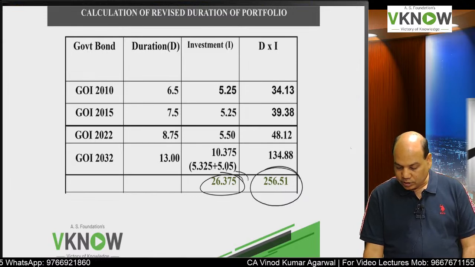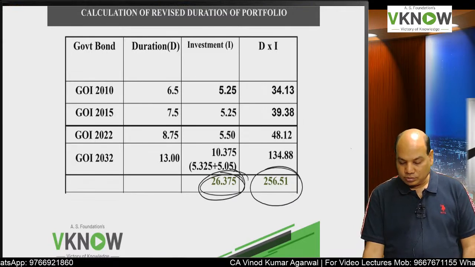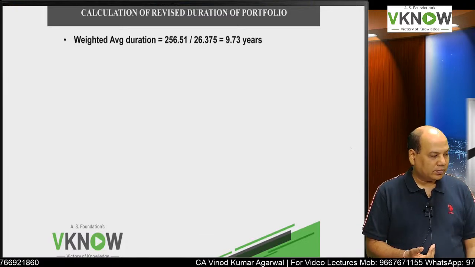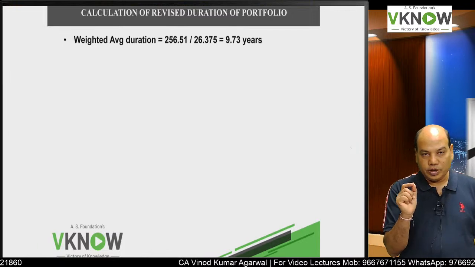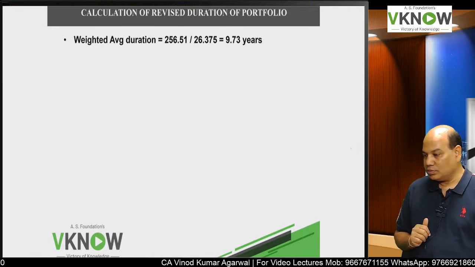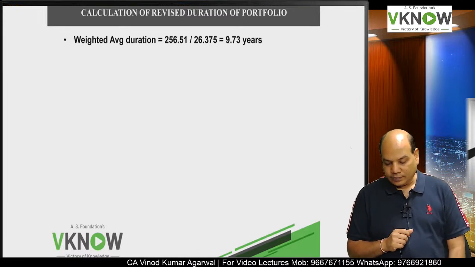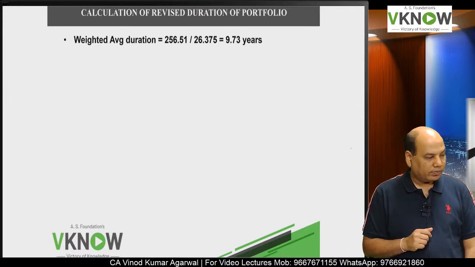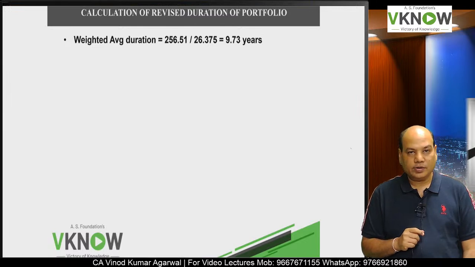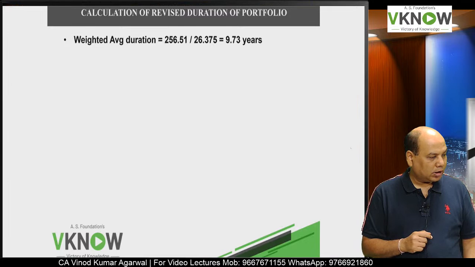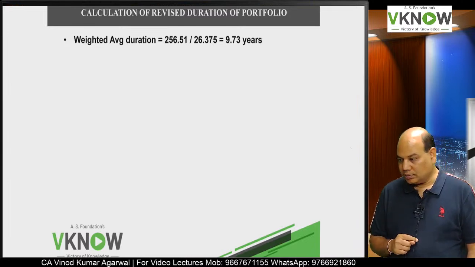Total of last column divided by this will give you revised duration. It should be higher than the previous answer. So write down weighted average duration is equal to total of last column 256.5 divided by 26.375. So that is 9.73 years.